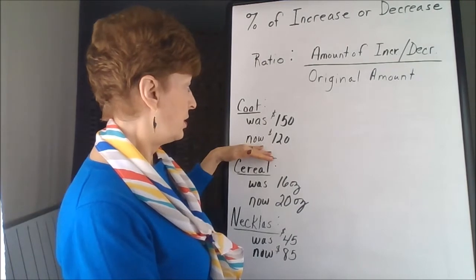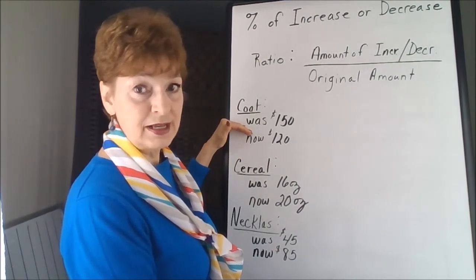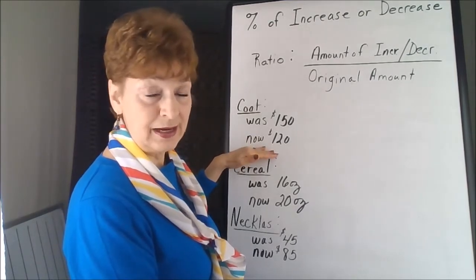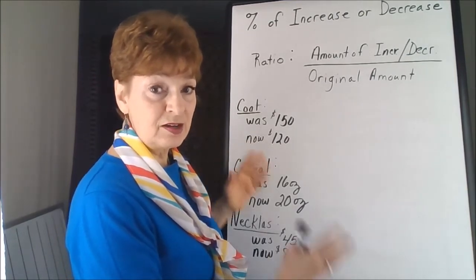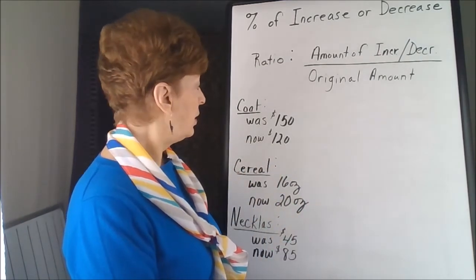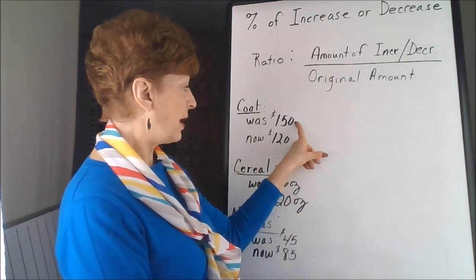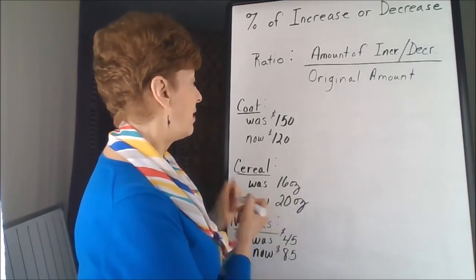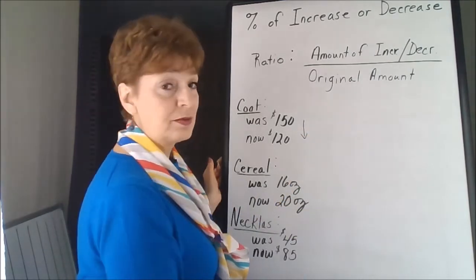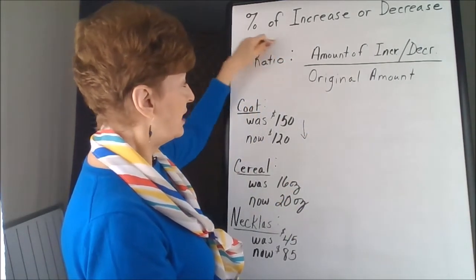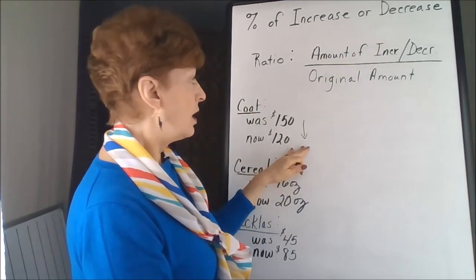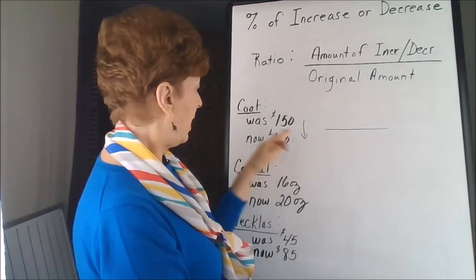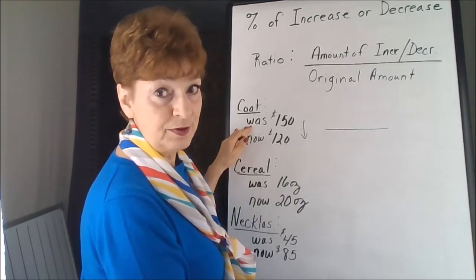If you have a coat that was marked at $150, but now you can buy it at $120, obviously there's been a change in this price. You're going to need to think about whether the price went up or whether it went down. In this case, we have the price coming down. So this would be a percentage of decrease. It's a ratio. We have the original price of the item, which was $150.